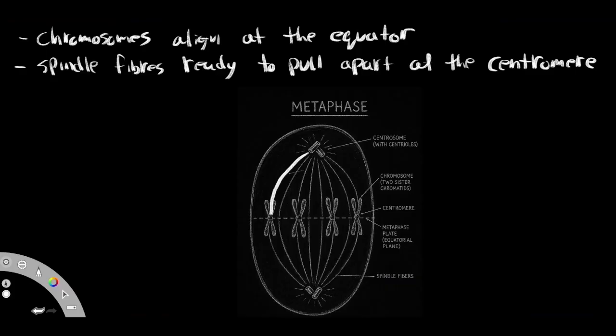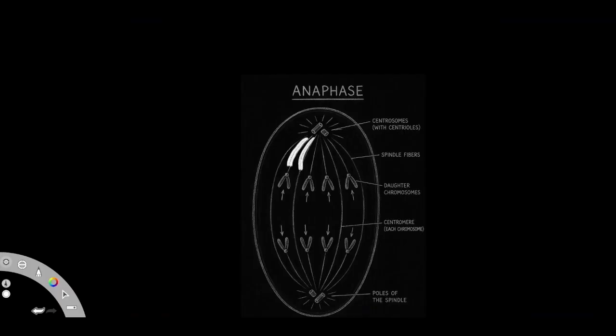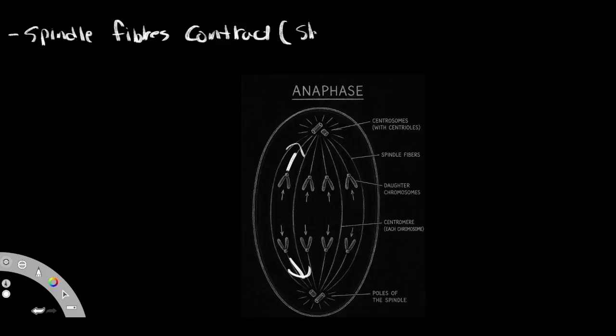And of course, you cannot even see that nuclear envelope. It is completely gone. Now the spindle fibers start to contract and pull towards the centrosome, which has the centrioles. Same thing on this side. So spindle fibers contract, they shorten and pull.